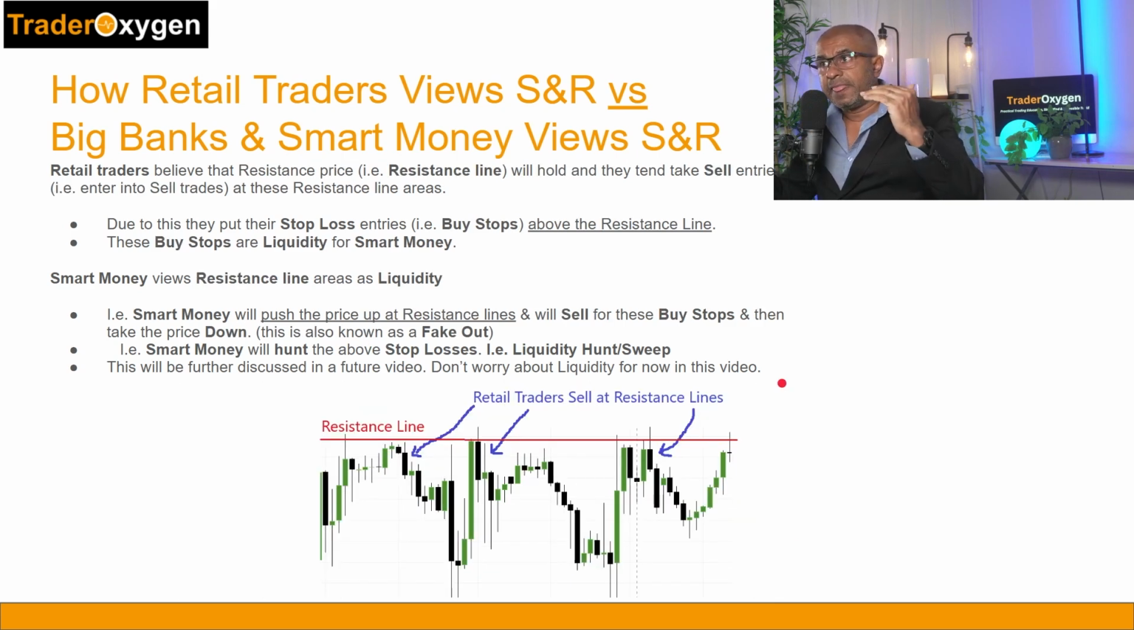So again, retail traders believe these resistance lines will hold, as we discussed earlier, and they tend to take sell entries. So retail traders will sell in these resistance areas. Due to this, they put their stop loss entries. When they sell, they have to put a stop loss entry. They put it above the resistance lines.